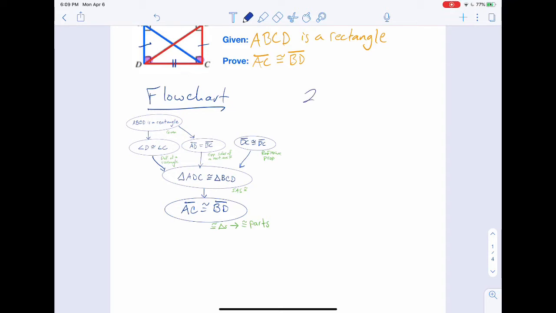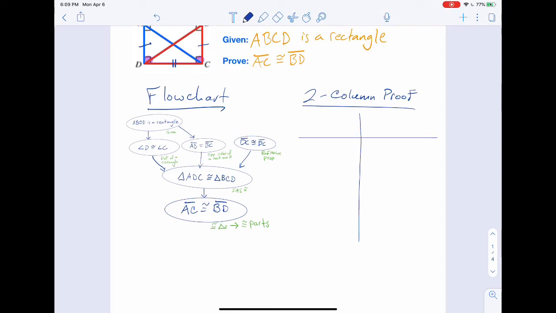And then somewhere nearby, write the title, two-column proof. Again, a two-column proof is just another way to write the same thing. It's the same as a flowchart. It's just different organization.